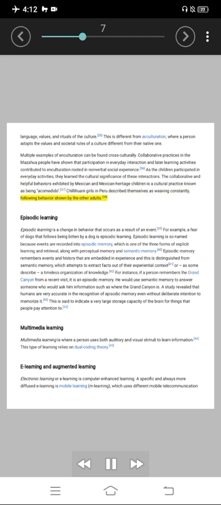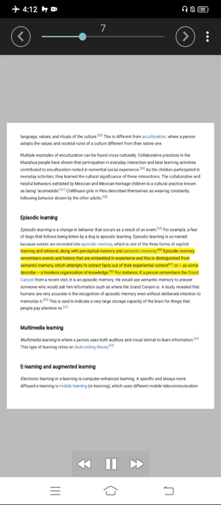Episodic learning. Episodic learning is a change in behavior that occurs as a result of an event. For example, a fear of dogs that follows being bitten by a dog is episodic learning. Episodic learning is so named because events are recorded into episodic memory, which is one of the three forms of explicit learning and retrieval, along with perceptual memory and semantic memory. Episodic memory remembers events in history that are embedded in experience, and this is distinguished from semantic memory, which attempts to extract facts out of their experiential context.